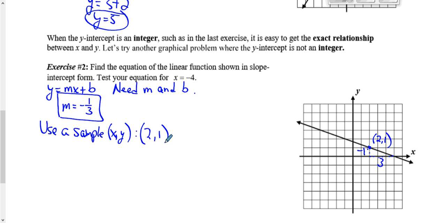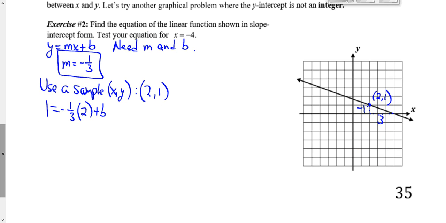All right, so I'm going to put them in here. What goes in for my y if I'm using 2, 1? 1 equals, I've got an m already, -1/3 times 2 plus b. Okay, so let's solve this for b. That's not going to come out to a nice even number, is it? No. So why don't we just call that -2/3?